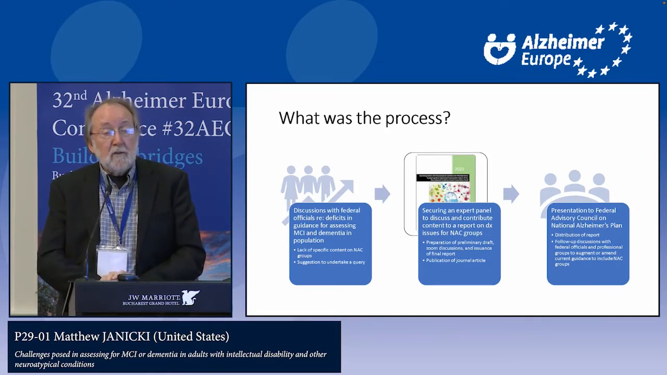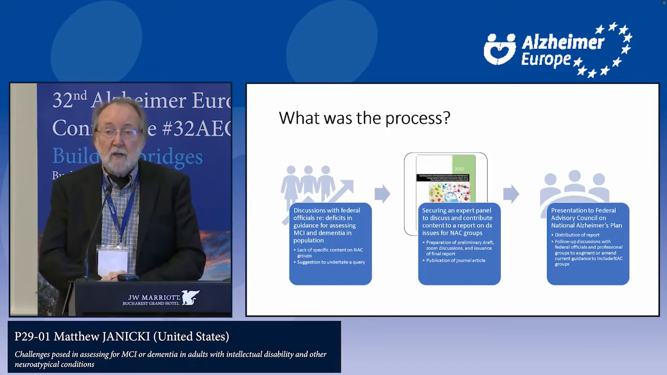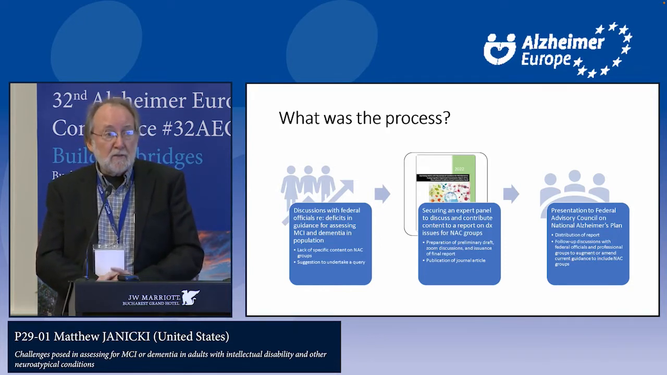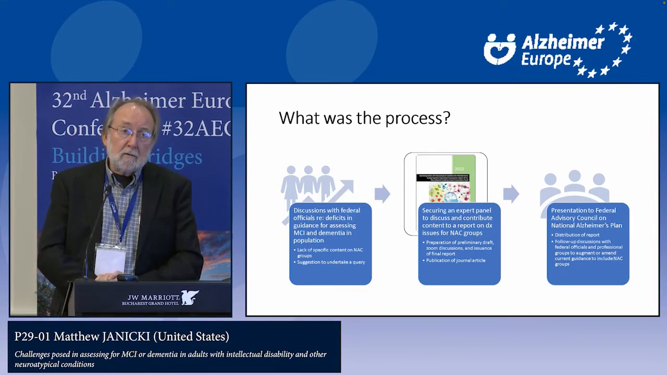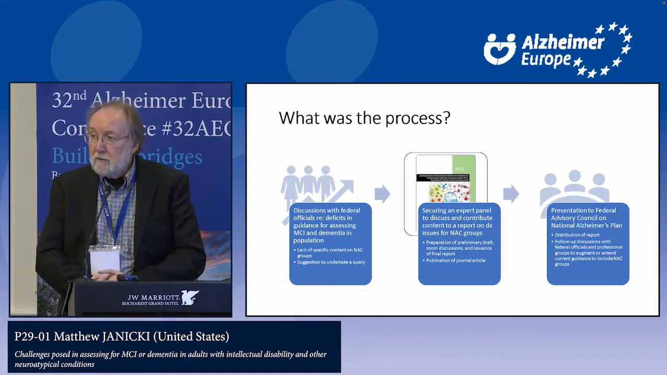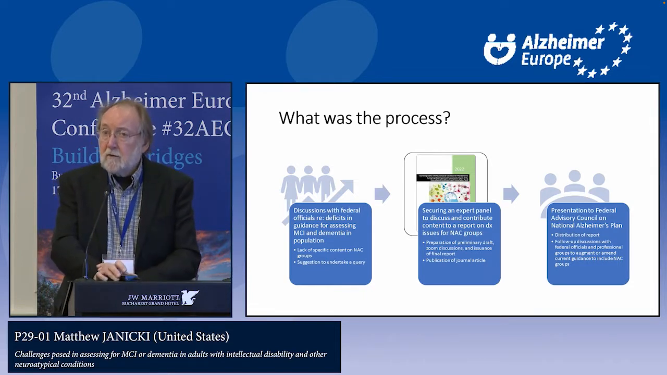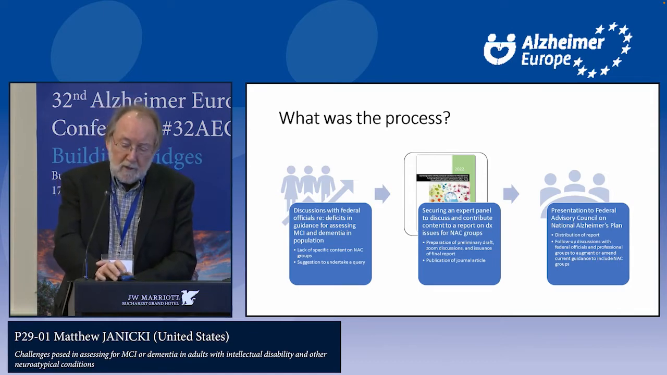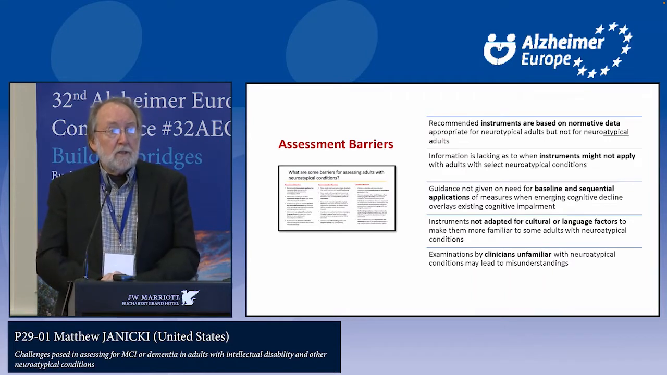We also then followed up when the panel completed its report with a presentation to the federal council in Washington, an advisory council on the National Alzheimer's Plan. We have a National Alzheimer's Plan in the United States. I'm lucky enough to sit as a member on that panel and led the discussion on that report. So we reported to the panel so that we could incorporate in updates of the National Alzheimer's Plan provisions for inclusion of people with neuroatypical conditions.